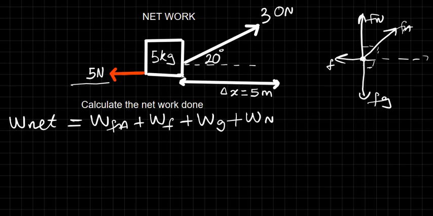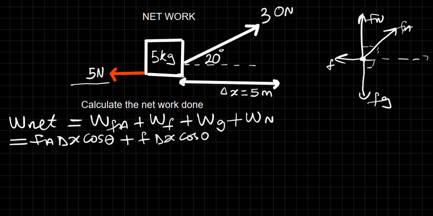To calculate work done by the applied force, we take the force in question, multiply by the displacement, and multiply by the cos of theta, plus the friction. We take the friction, multiply by the displacement, and the cos of theta. And for the normal and gravity, because they do zero work, we do not need to expand them. We can just write 0, 0 there.